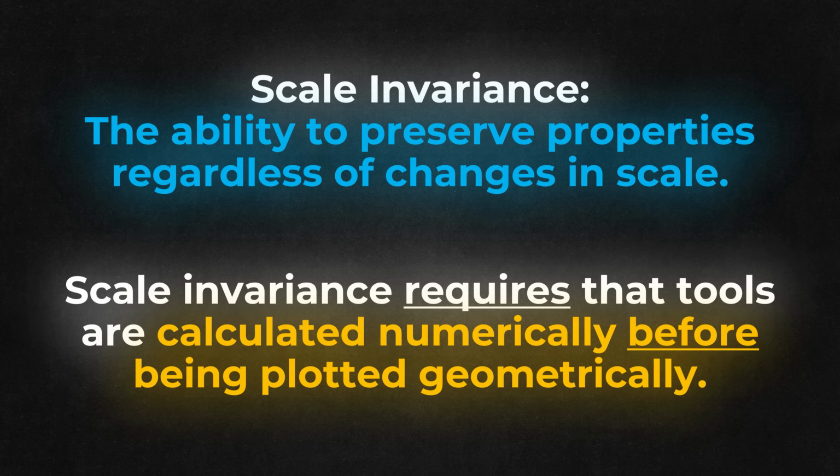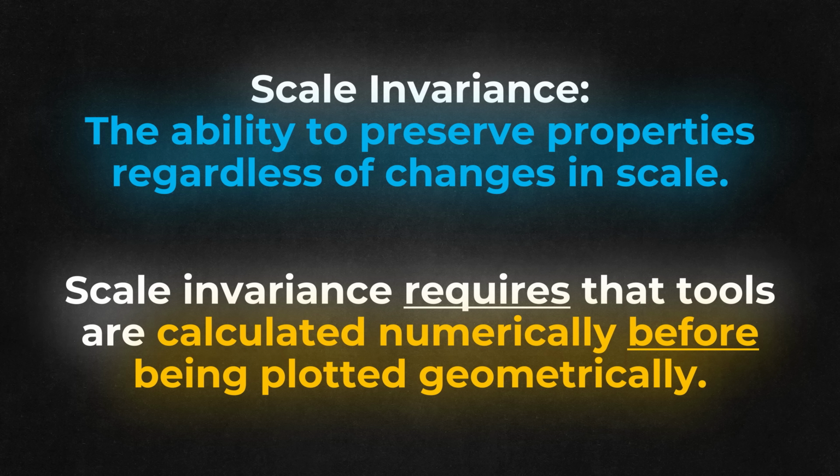However, certain geometric tools are drawn purely based on geometric relations of proportion, size, symmetry, and angle. In that sense, they can be scale variant, which is a problem. The solution to this is to calculate the tool numerically before plotting it geometrically, just like what happens with moving averages, Bollinger Bands, and most tools you can draw on a chart. However, not all charting platforms do this.